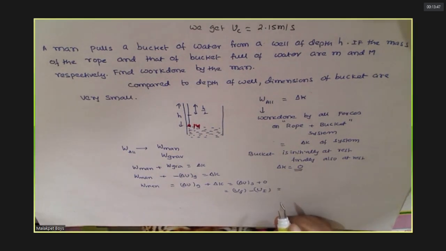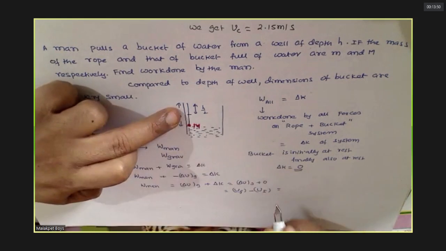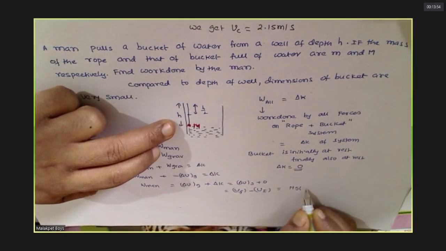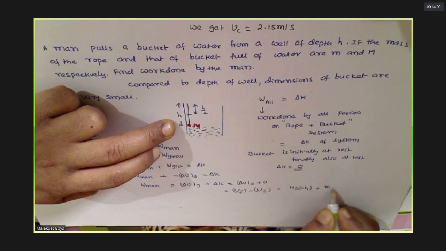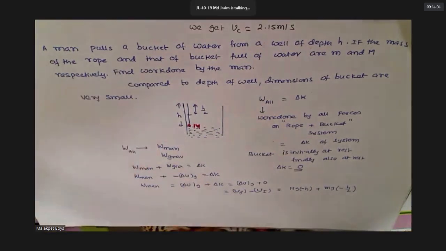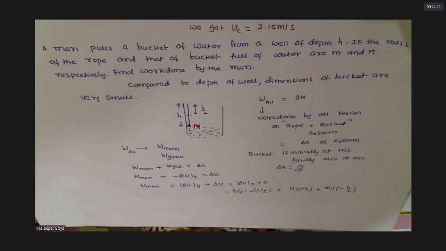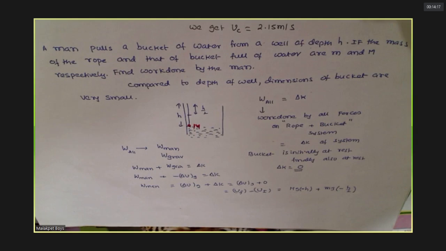Agreed? Now, if this is downwards, what do you have? mg, how much is that? Minus h. Plus, for rope, we should take the center of mass. Remember? Minus h by 2. So, mg into minus h. Do you agree with this? Yes, sir. Any doubt?